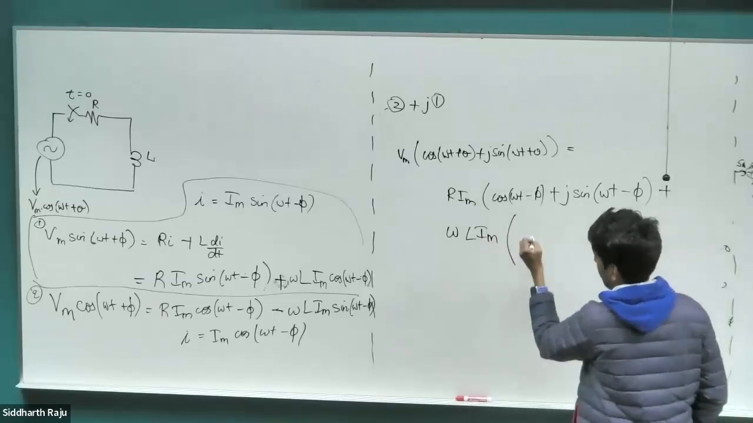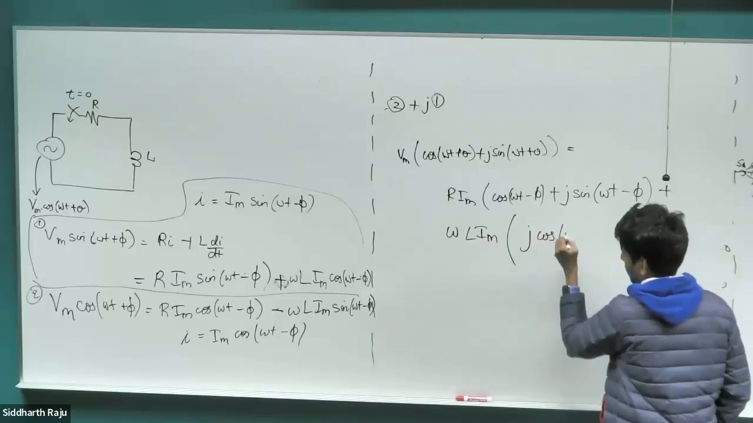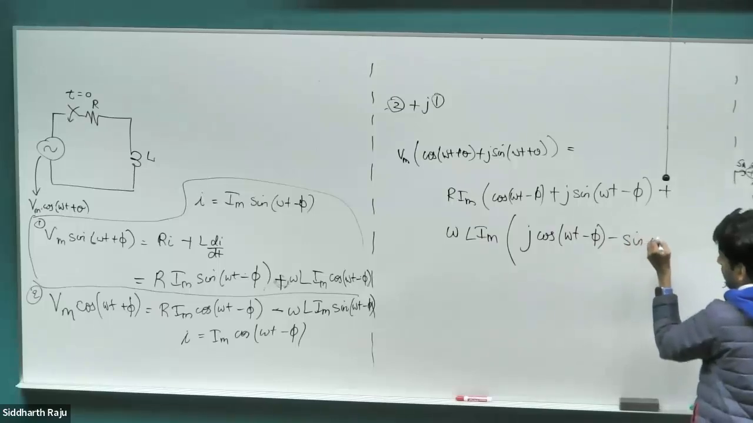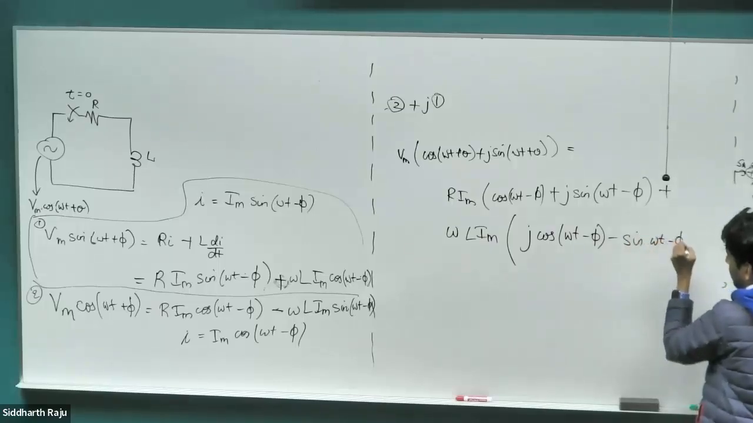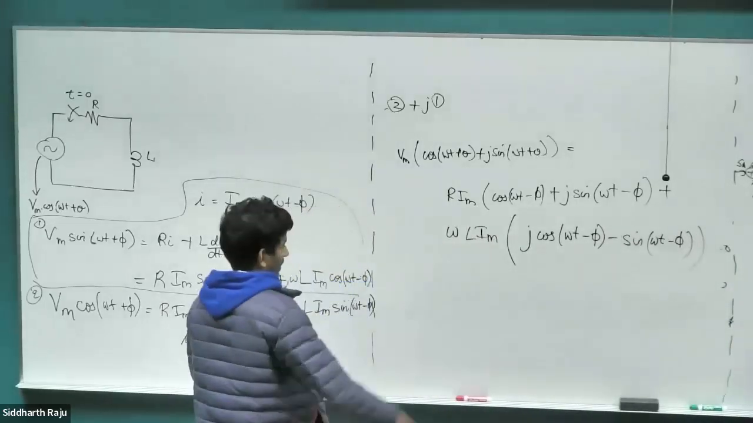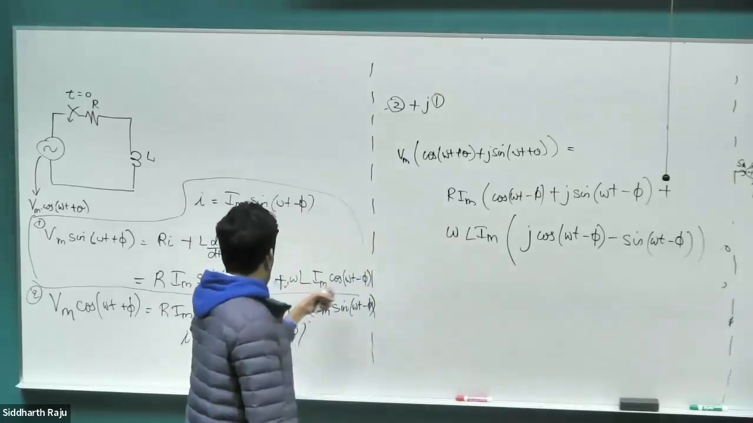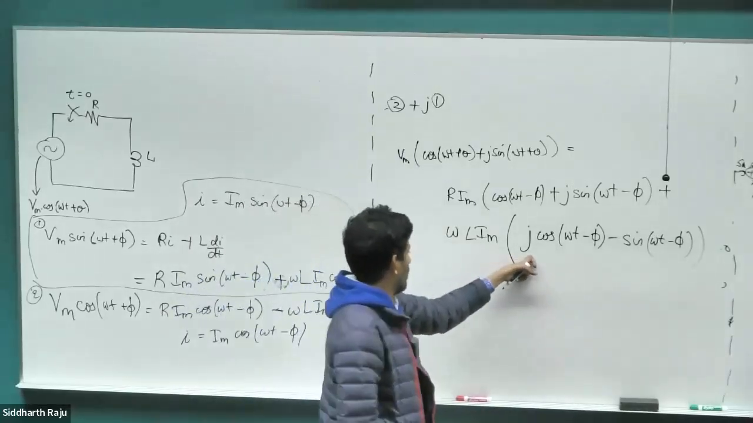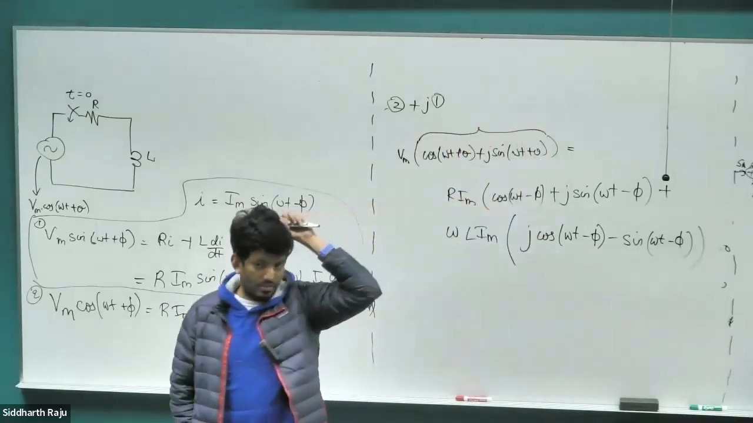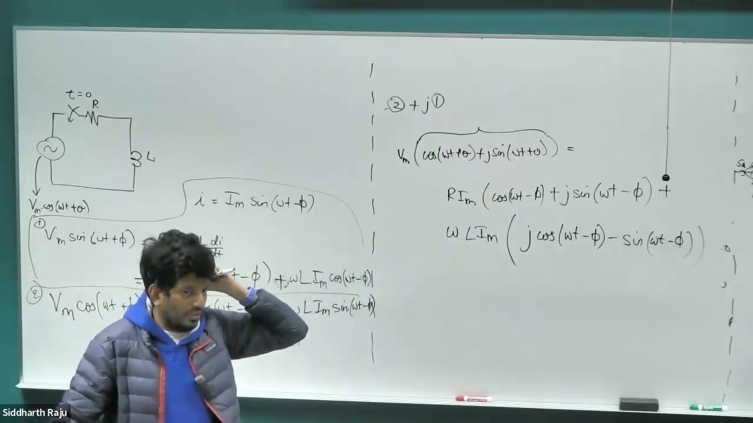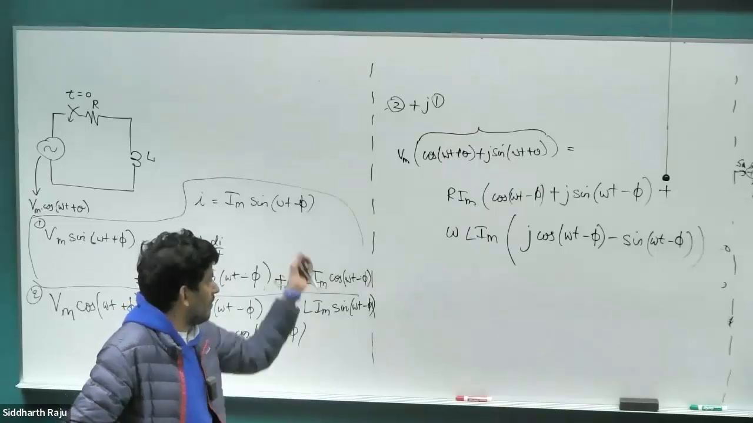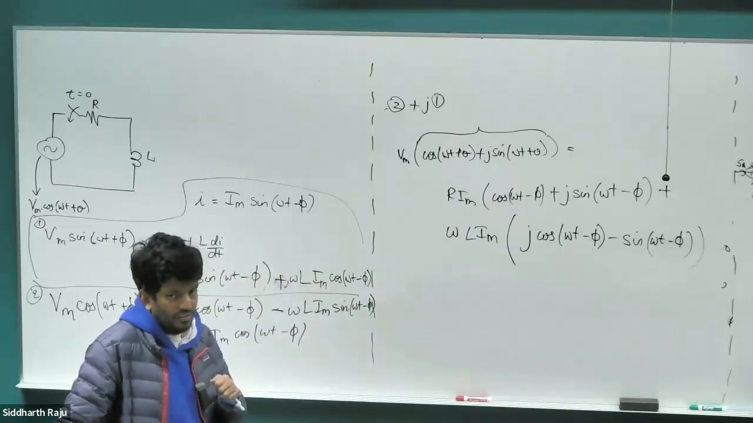I have j cos(omega t minus phi) minus sin(omega t minus phi). Because the first term has the negative sign, I put it in the second term, and the top term was just positive, so I just put it here. What is this? How would the term on the top of the brackets come out to be? It's a very famous formula, right?